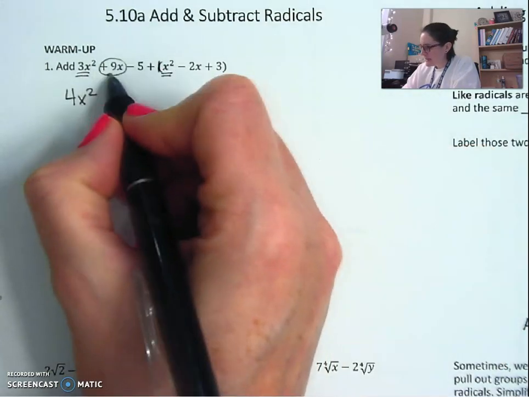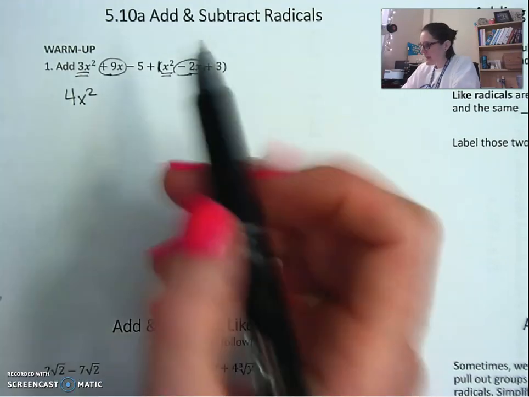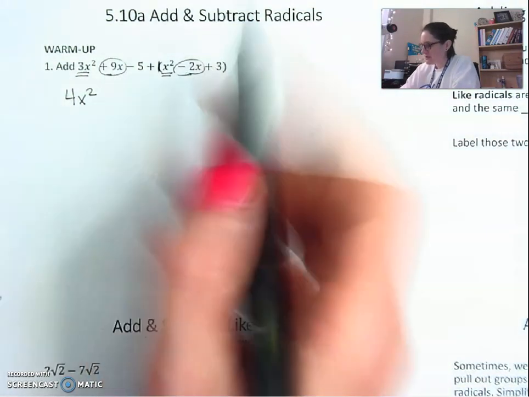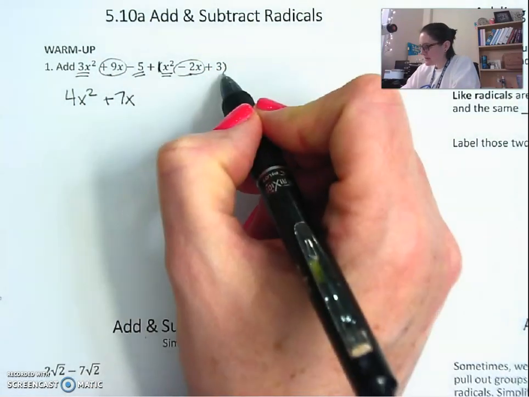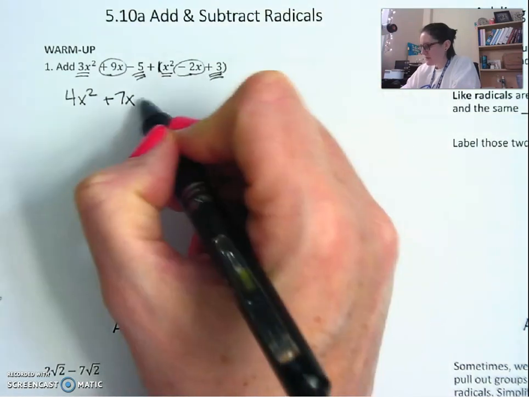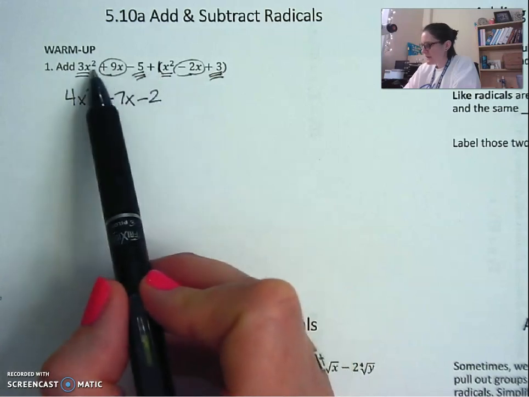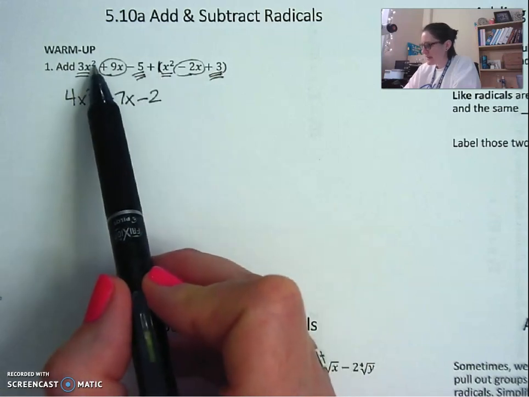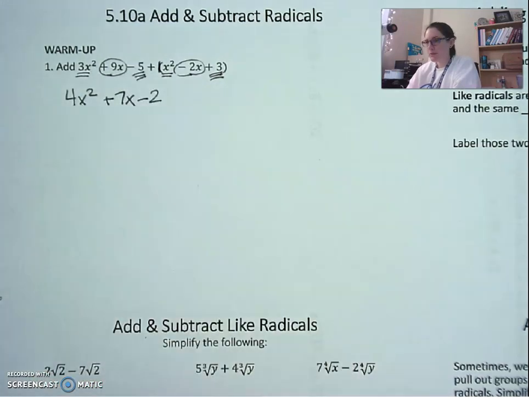Same thing for 9x and negative 2x. They're like terms because the variable portions match and the exponents on those variables also match. And we just do math on the 9 and the negative 2, and that makes 7x. And then the last thing is the constants. Negative 5, positive 3 makes negative 2. So for like terms, we match up variables, exponents, but we only do math on the coefficients, the numbers in front. So today we're going to do that same thing with radicals.